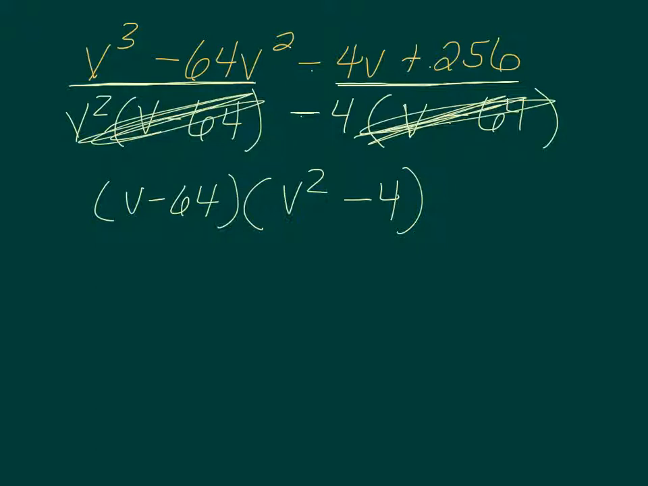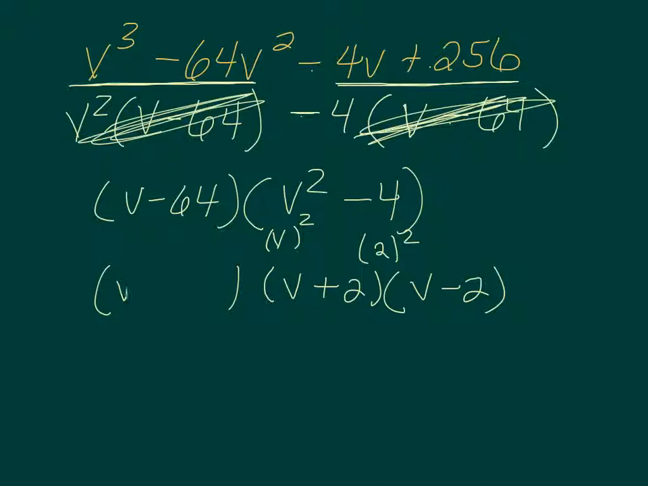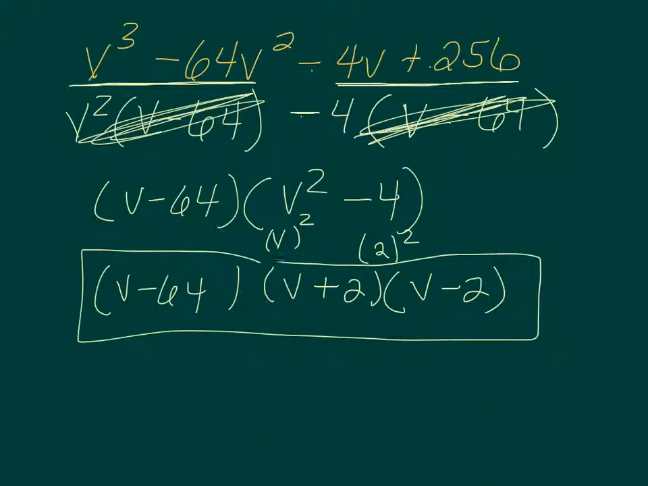So let's look at v squared minus 4. What do I have to square to get v squared? Well, just v. And what do I have to square to get 4? That's 2. So I can factor v squared minus 4 as v plus 2 and v minus 2. And if I bring down v minus 64, this is basically the factored form, the completely factored form.